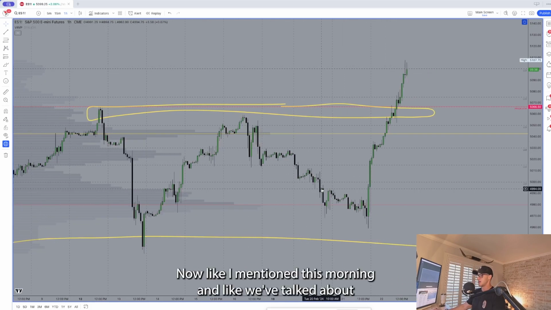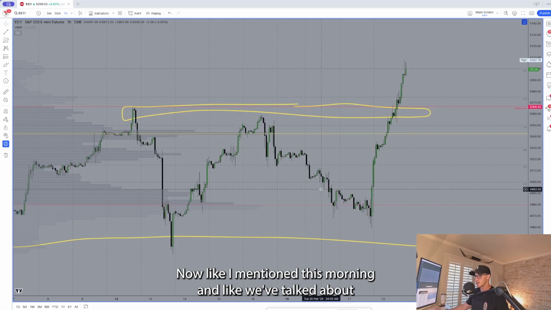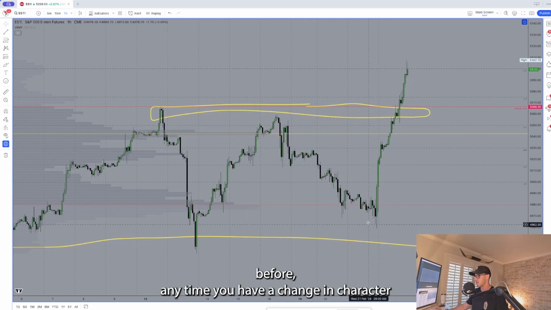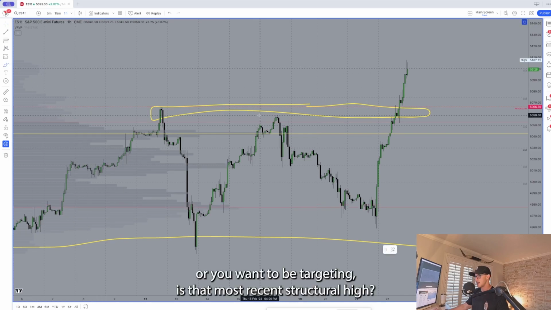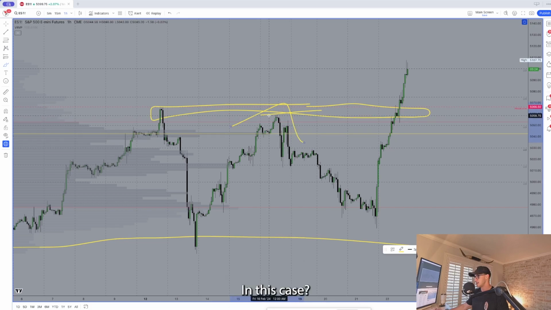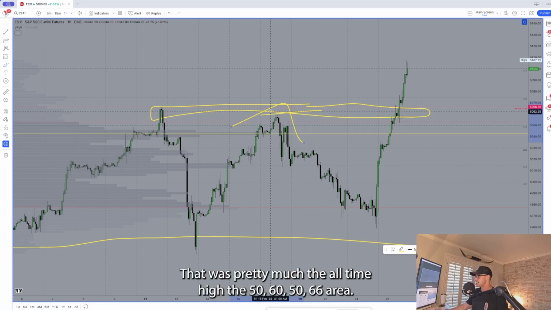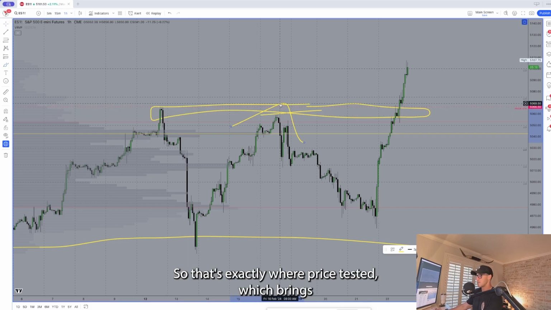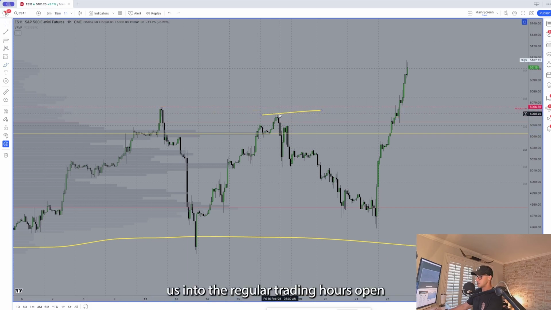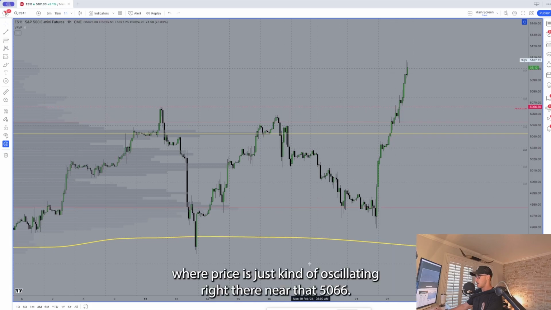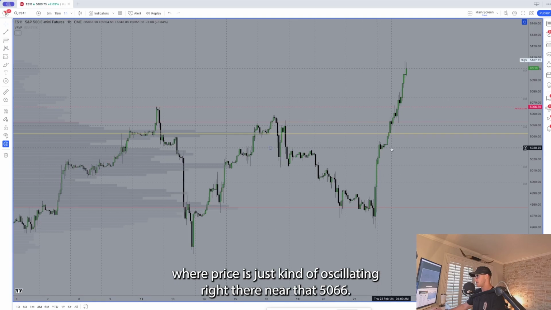Now, like I mentioned this morning, and like we've talked about before, anytime you have a change in character, where you want to be targeting is that most recent structural high. In this case, that was pretty much the all-time high, the 50-60, 50-66 area. So that's exactly where price tested, which brings us into the regular trading hours open, where price is just kind of oscillating right there near that 50-66.